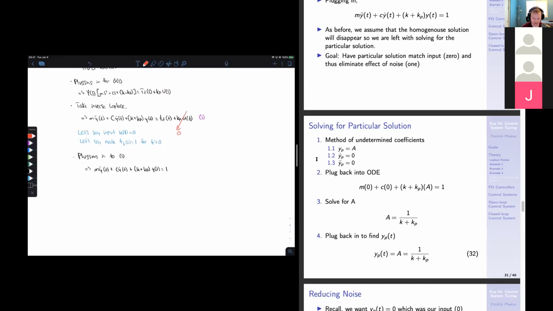All right, so let's write a little note to ourselves. Actually, we need to specify our assumption. So assume homogeneous solution disappears. Okay, and we're left with the particular solution.